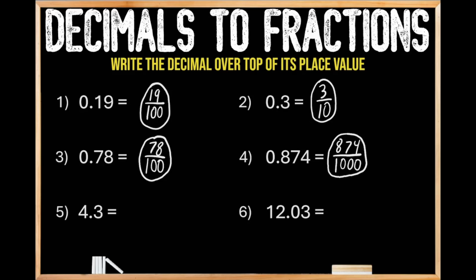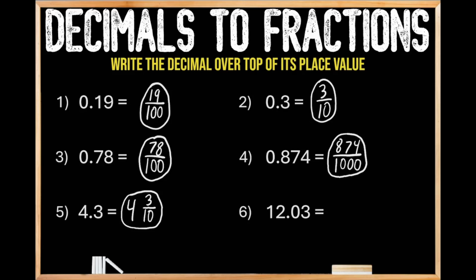So the first thing we're going to do is we're going to account for our whole number of 4, and then we're going to figure out the fractional part of this 4 and 3/10. Well, the decimal part here, our 3/10, ends in the tenths place, so that means that our denominator is going to be 10, and then our numerator is going to be our 3, for the mixed number of 4 and 3/10.